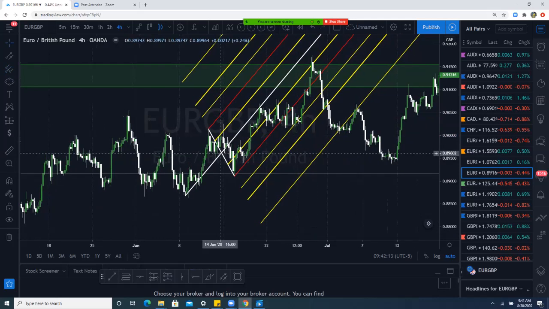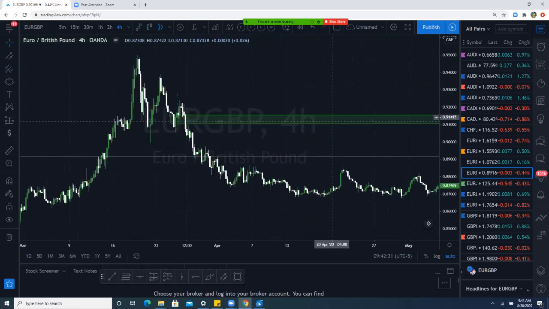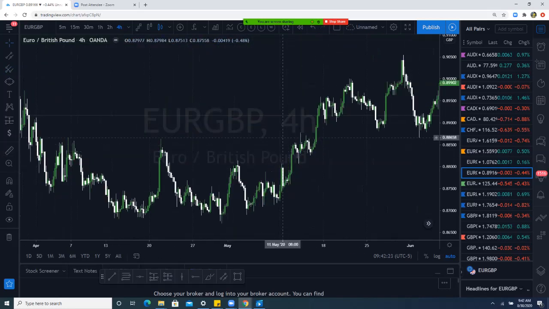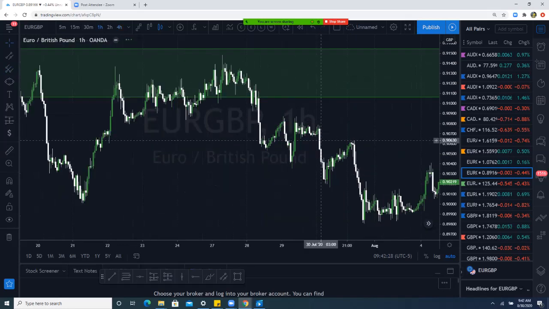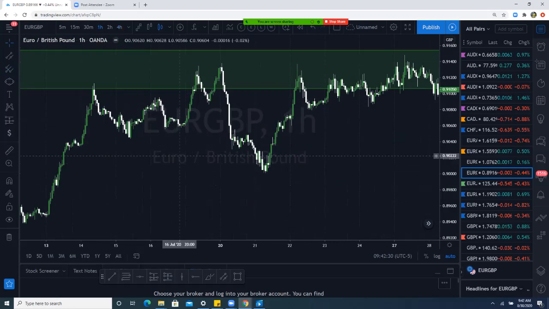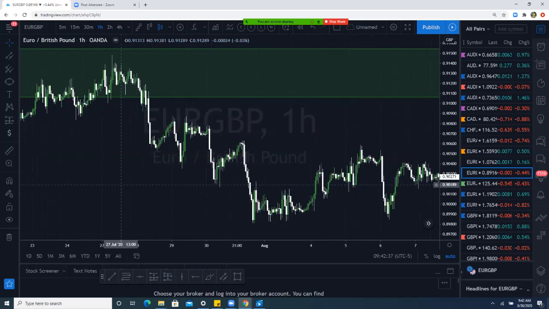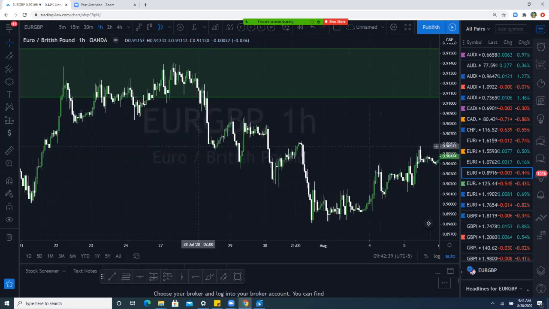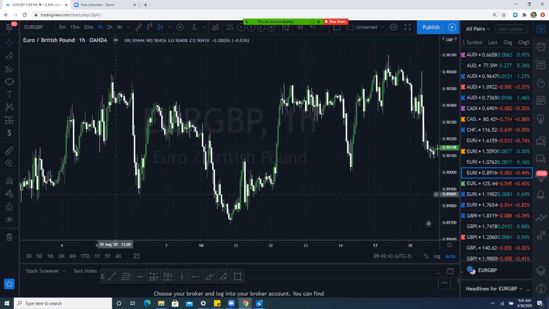I might have to do a bigger example so you can see it better. Here's a bigger example. 1 hour. And with pitchforks, you always want to make sure you're drawing it right. So there's a bigger margin of error when it comes to pitchforks. But if you know how to draw them, then you can really make some noise in the market.